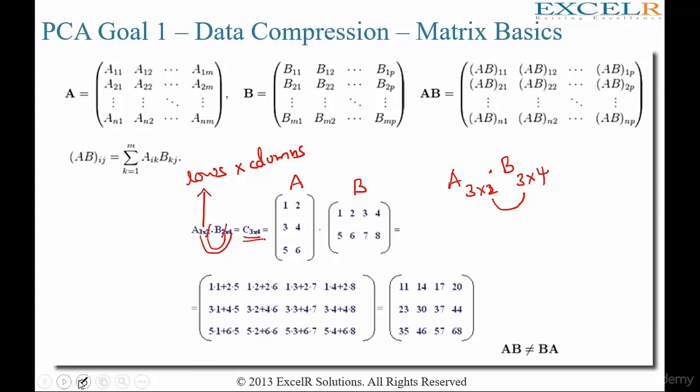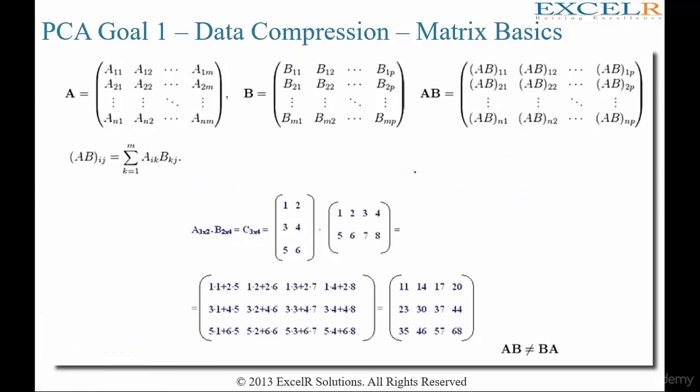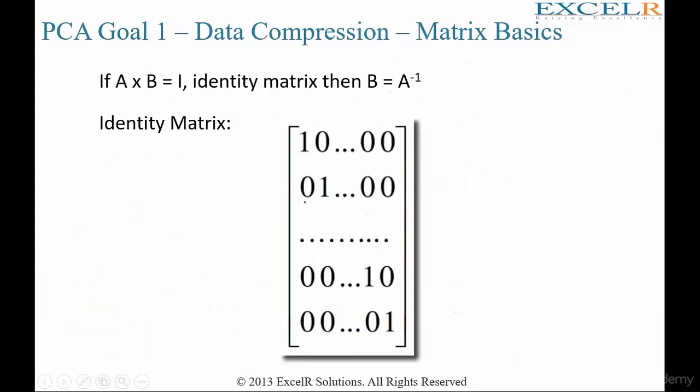And one more thing that you need to remember here is that A multiplied by B is not equal to B multiplied by A. So for example, if I reverse the situation here, B will be a 2 by 4 matrix, and if you try to multiply it with A, which is a 3 by 2 matrix, you cannot multiply because these two are not the same.